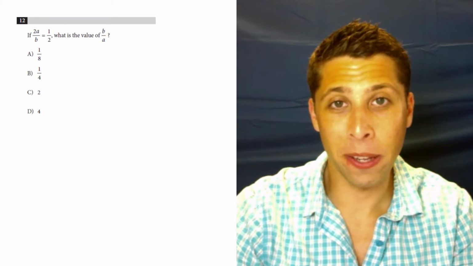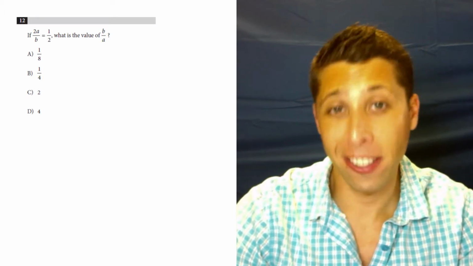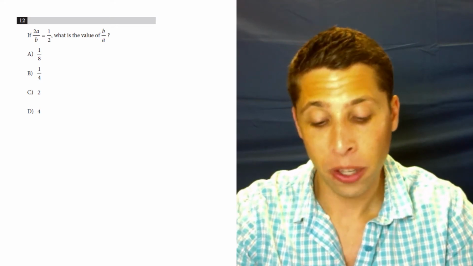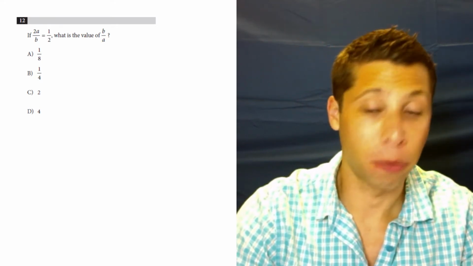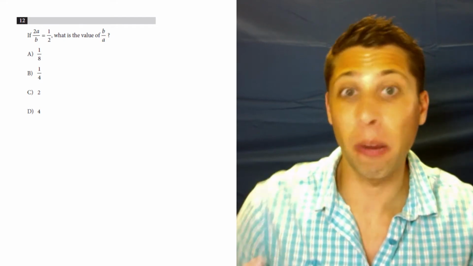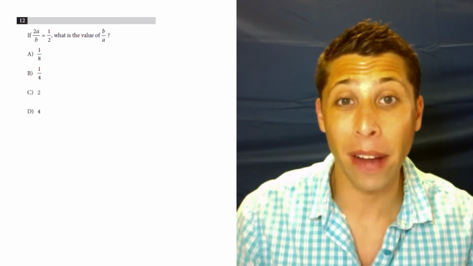Here's a great example of one of the things that the SAT does constantly. They give us variables, but we don't need to solve for those variables. We're not asked to solve for what A equals or what B equals. But because you're conditioned to want those things, you might have trouble with this question because you're like, I can't figure it out. How do I know?